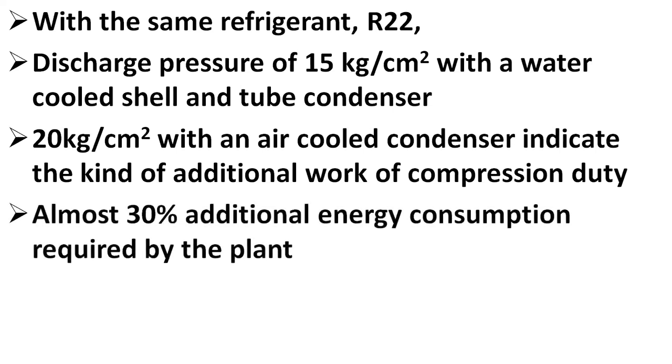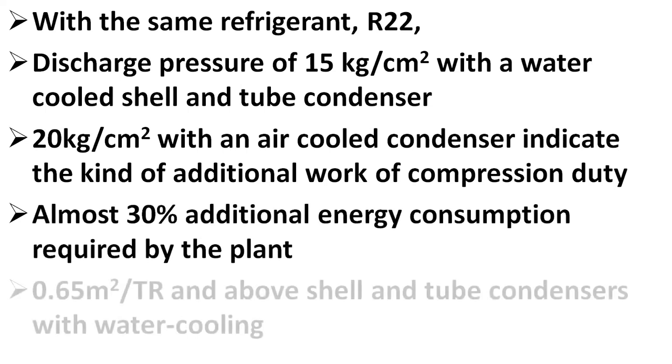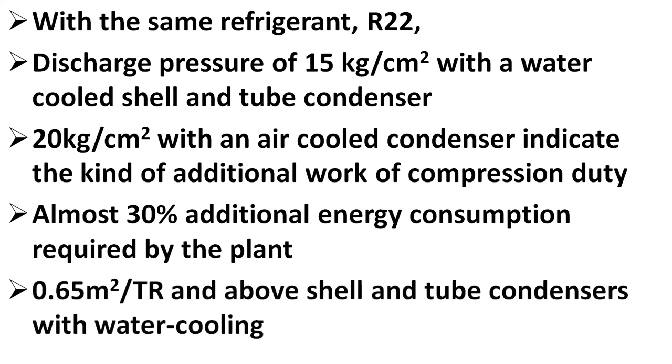One of the best options at the design stage would be to select generously sized, that is 0.65 meter square per ton of refrigerant and above, shell and tube condensers with water cooling as against cheaper alternatives like air-cooled condensers or water spray atmospheric condenser units.